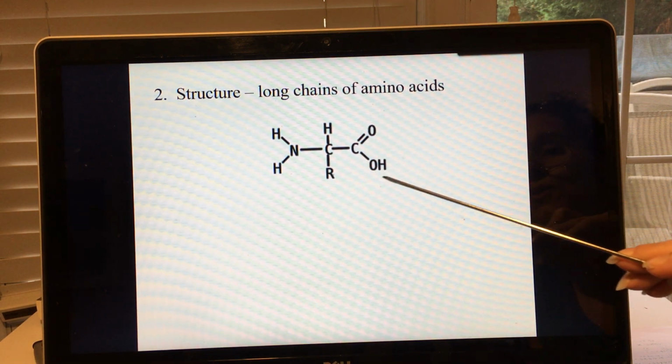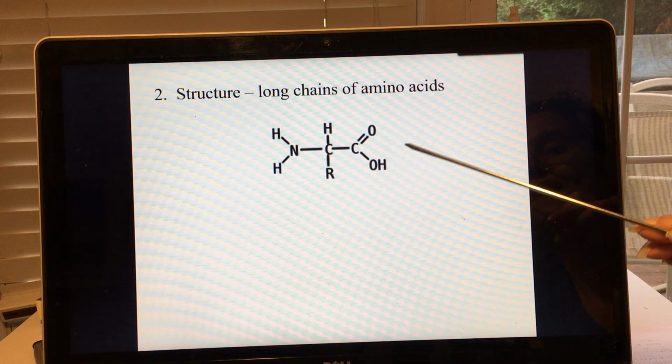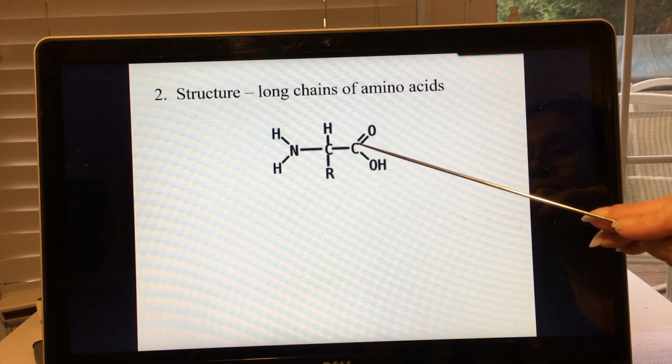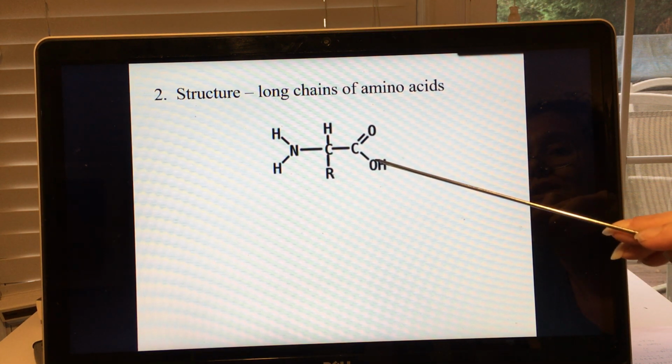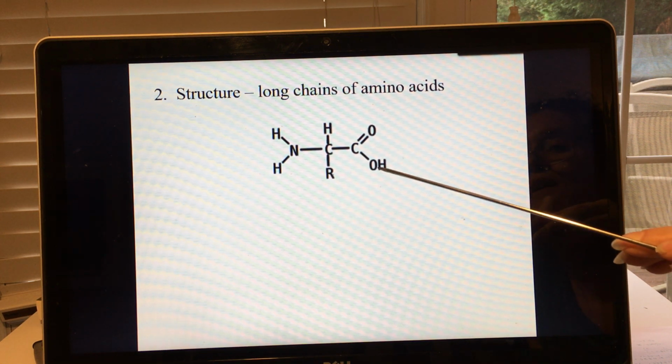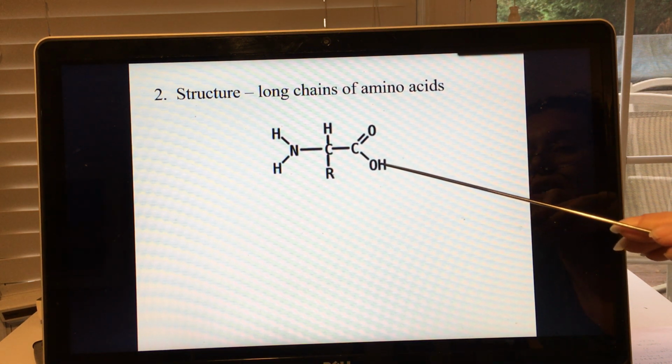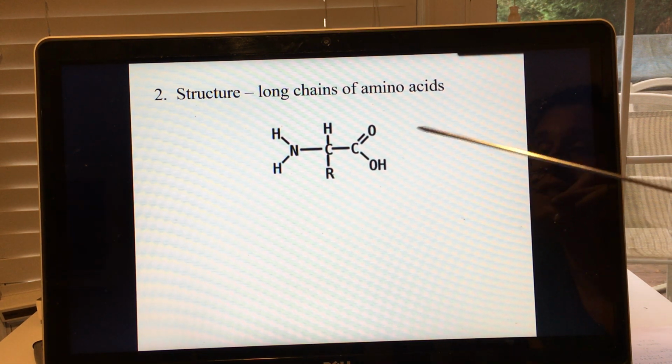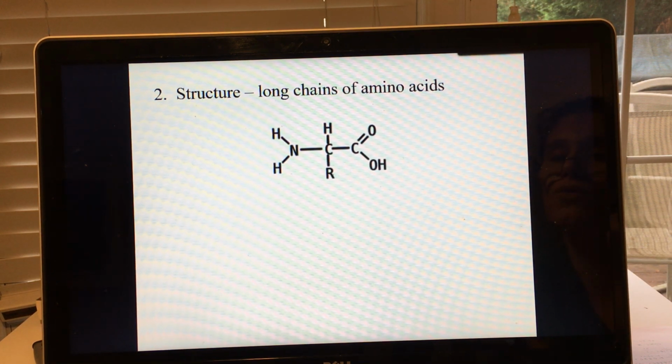The carboxyl group, which you saw in the fats video, is a carbon double bonded to an oxygen with a hydroxyl group. Now, sometimes it's drawn just OH, but there is a bond between the oxygen and hydrogen here. It's just sometimes that chemists don't draw that. They just assume that we all know that.